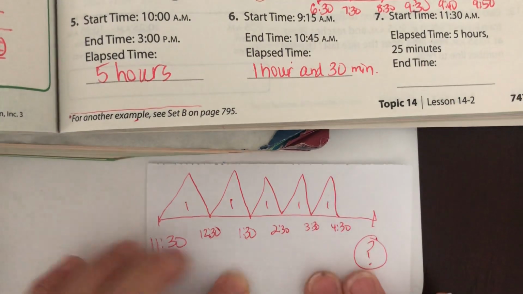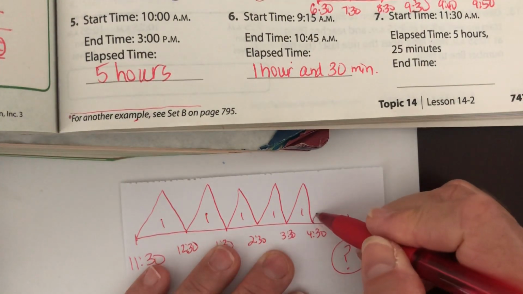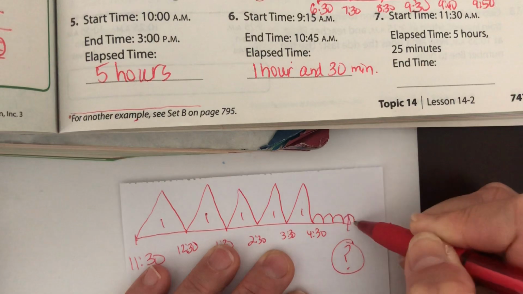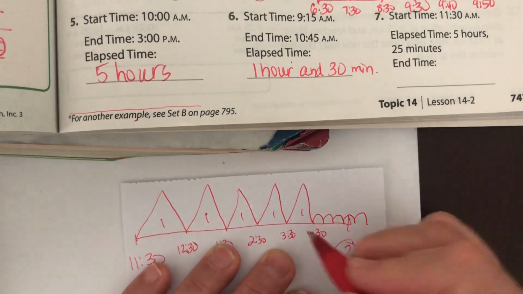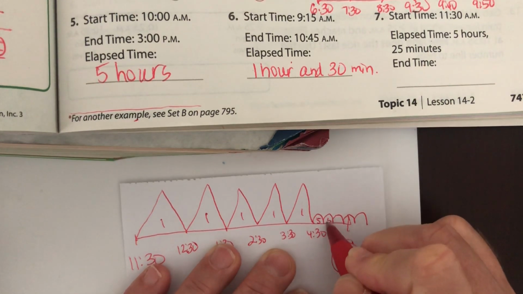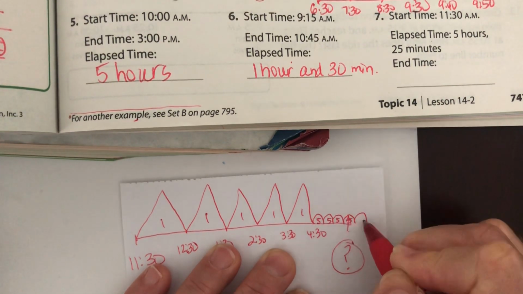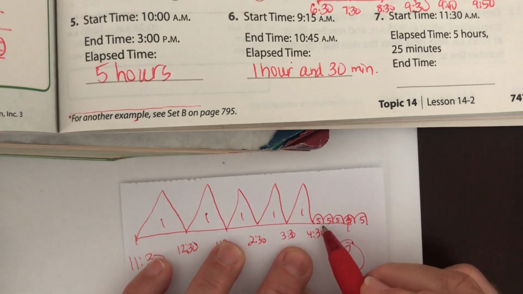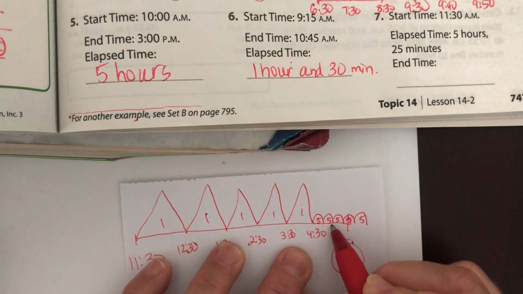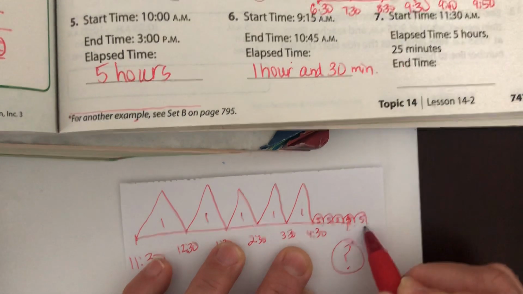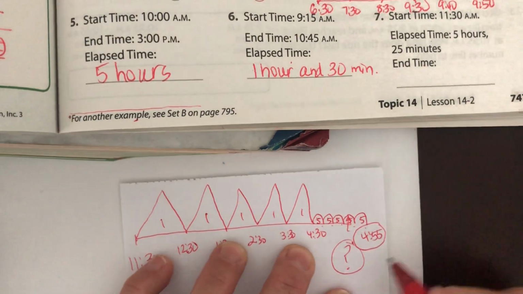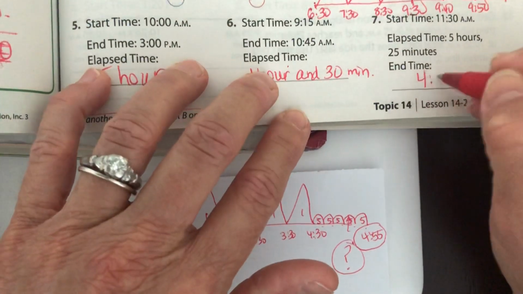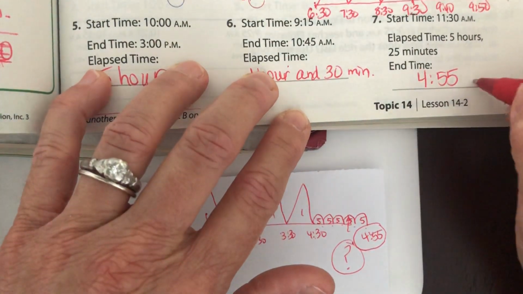And then we need 25 minutes. So I'm going to go 5, 10, 15, 20, 25. Or you could have gone 10, 10, and 5 too. But 5, 10, 15, 20, 25. So we got 30. We got 35, 40, 45, 50, 55. Okay, so my end time would be 4:55 p.m. Okay, let's take a look at the back.